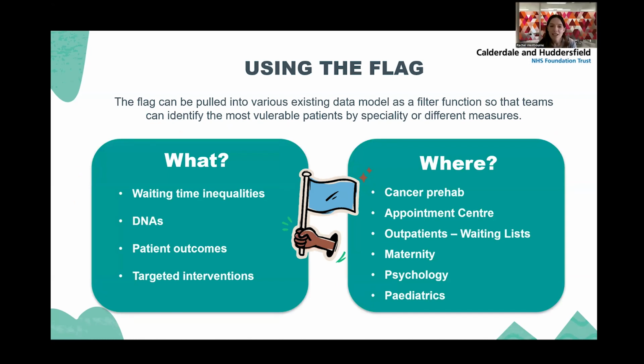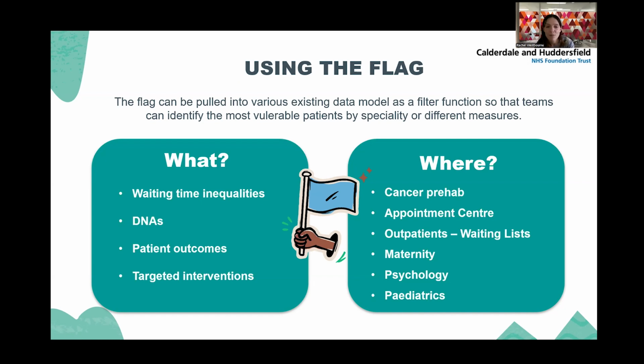Okay, thank you. So the flag can be pulled into various existing data models so that individual teams can identify their most vulnerable patients. And just to give some examples of things that we've been starting to look at: waiting time inequalities and DNAs, as I've mentioned, patient outcomes, and also the potential for targeting particular interventions. And we've started working with some particular areas to explore how it might be used, and that includes cancer rehabilitation services, the appointment centre, particularly on DNAs, outpatient waiting lists, and maternity, psychology and paediatrics. We've built inequality matrices for them so they can understand their patients and what they're experiencing a little bit better.